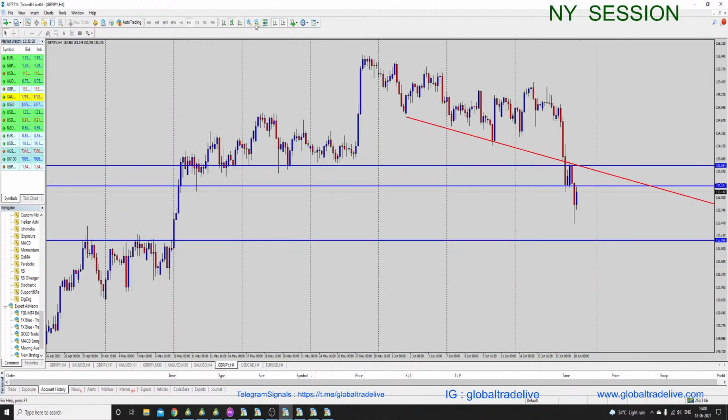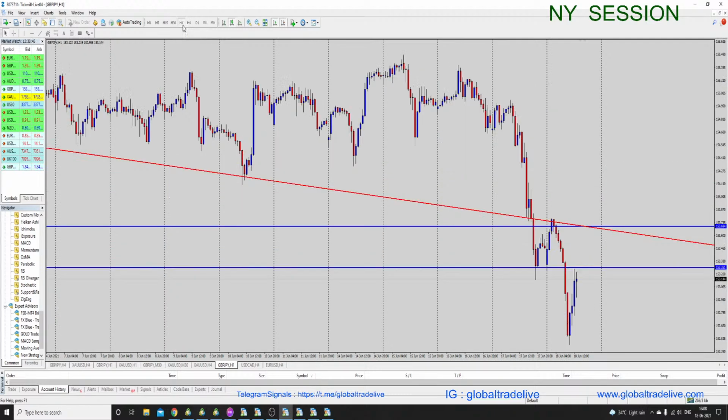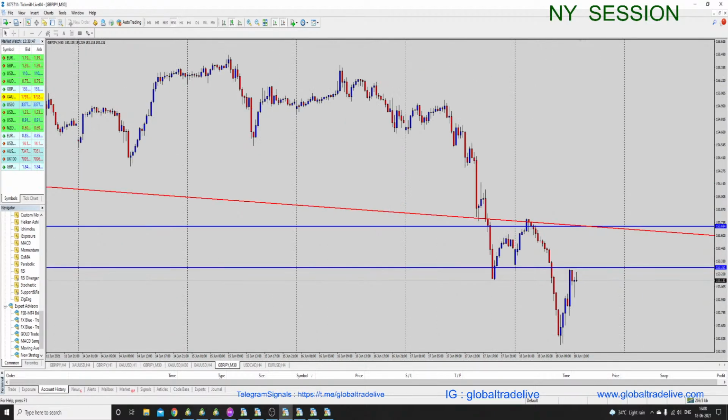Because the thing is, we have this whole clean range in the 4-hour, so GJ can easily go down to test this area now. That can be the case, but let's see, with time we will be seeing some more clarity over here.